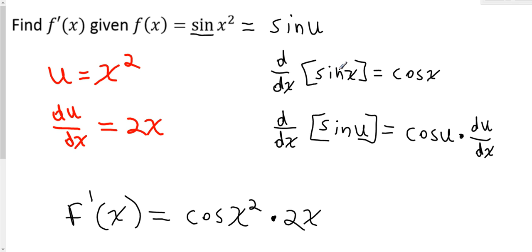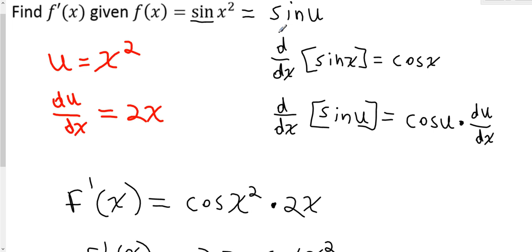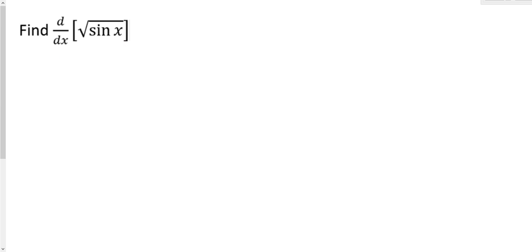And it works this way when the outside function is a trig function. You just have to know the simple rule for that trig function. And the chain rule would say to take that simple rule and multiply it by the derivative of the inside function. All right, let's try this one.